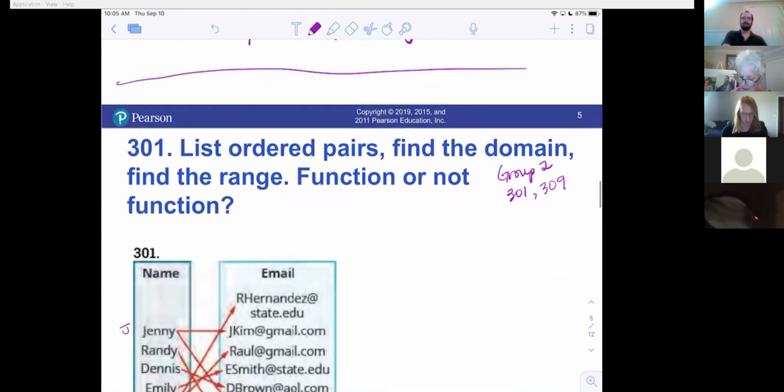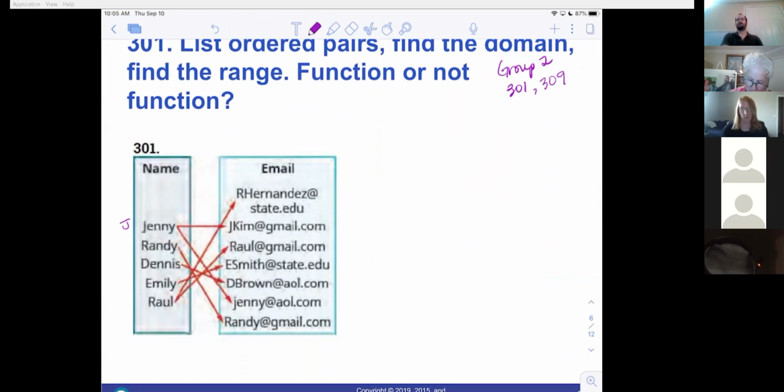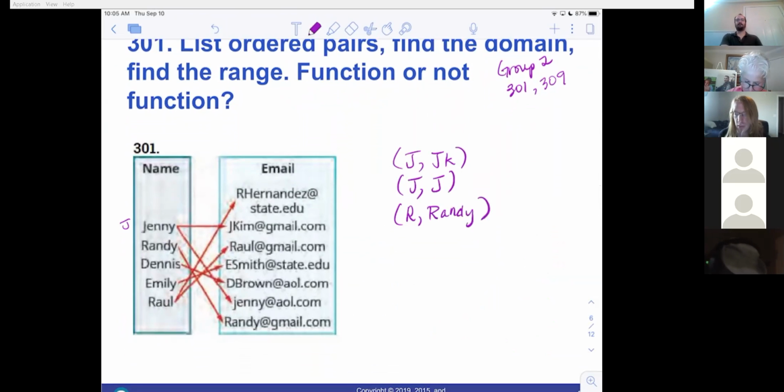Okay, so now we're to group 2. Can someone list the ordered pairs here from group 2? So I did J with JK and J with J. And then I did Randy with Randy. And then I did D with D. Then I did E with ES. Then I did Raoul with RH.